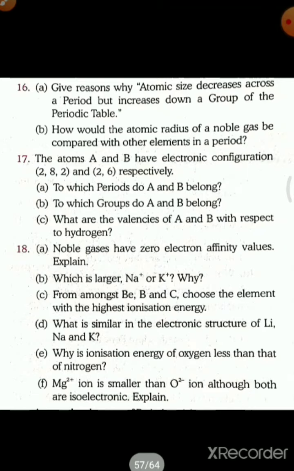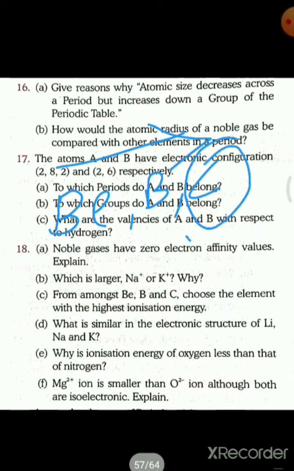Okay. The next question. From amongst beryllium, boron and carbon, choose the element with highest ionization energy. So you know that across a period, your ionization energy increases. That means obviously carbon will have the highest ionization energy, because in the periodic table first comes beryllium, then boron, then carbon. So across a period, your ionization energy increases. That means carbon is the last one, so this will have the highest ionization energy.